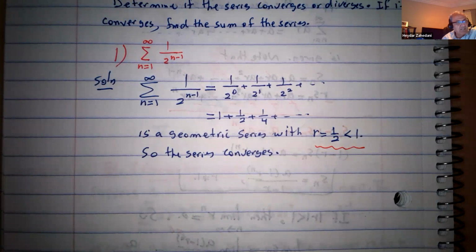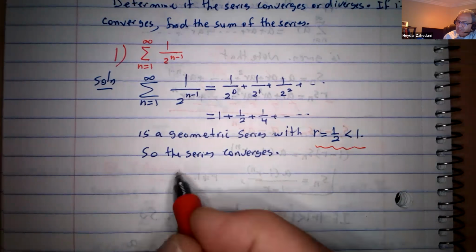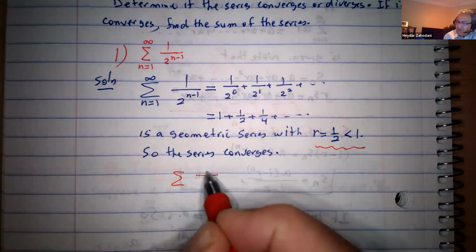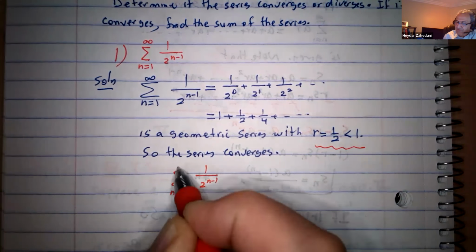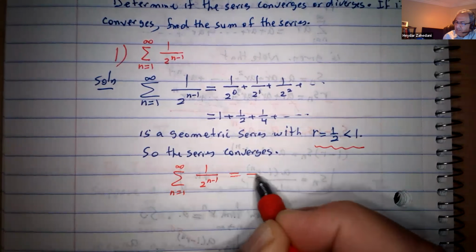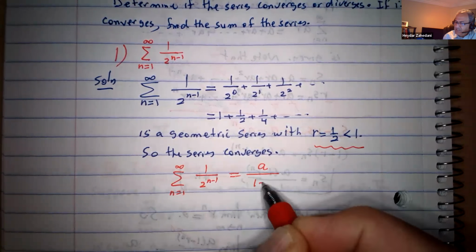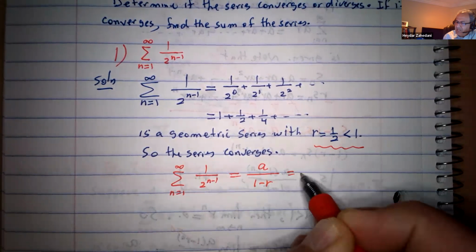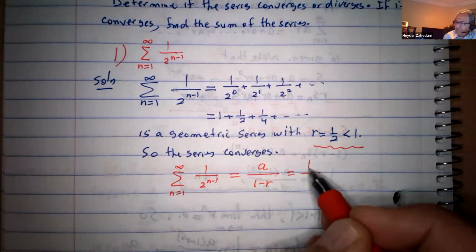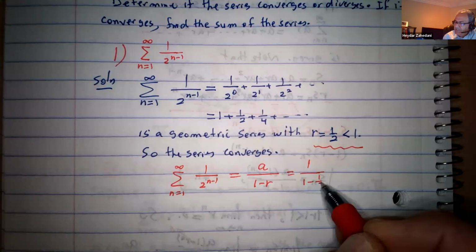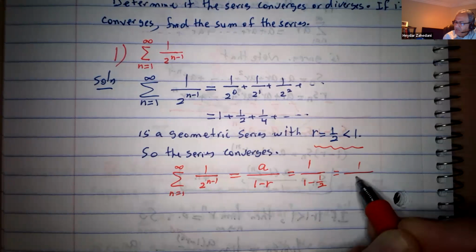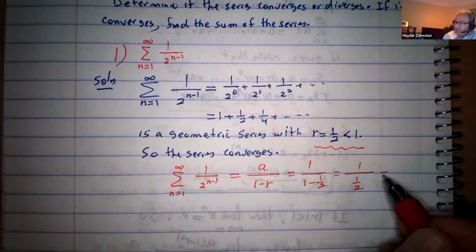Okay, they ask what the sum of the series is. So the sum of the series, you know that in this case, sigma of 1 over 2 to the n minus 1, n from 1 to infinity. Remember the formula is a over 1 minus r. Your a is 1, and r is 1/2. So that gives you 1 on the top, and it's going to be 1/2. You flip it, that gives you 2.